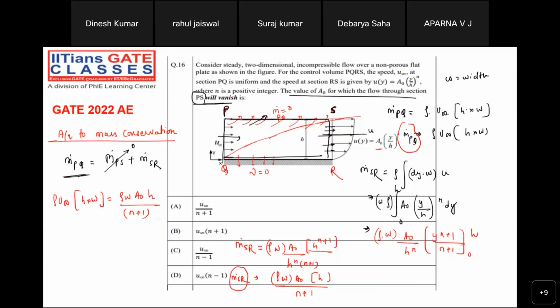So again, rho W will cancel out, h will also cancel out. Then what is A naught? N plus 1 into U infinity. What is the answer? B will be the answer. Check it out.